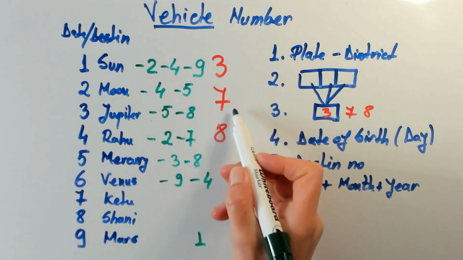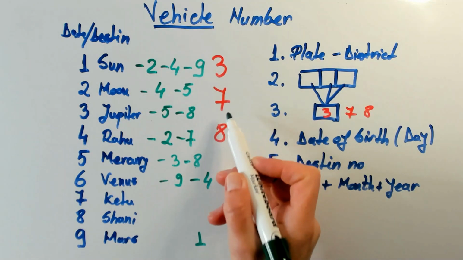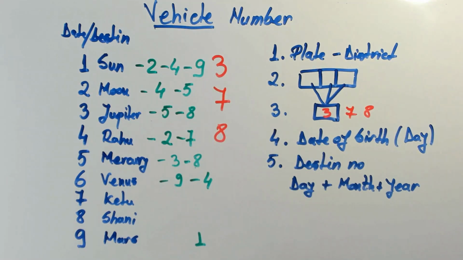7, it is in the list that we have here. So it's prone for accidents. But 7, it is one of the best for commercial purpose, business. It is best for trucks.